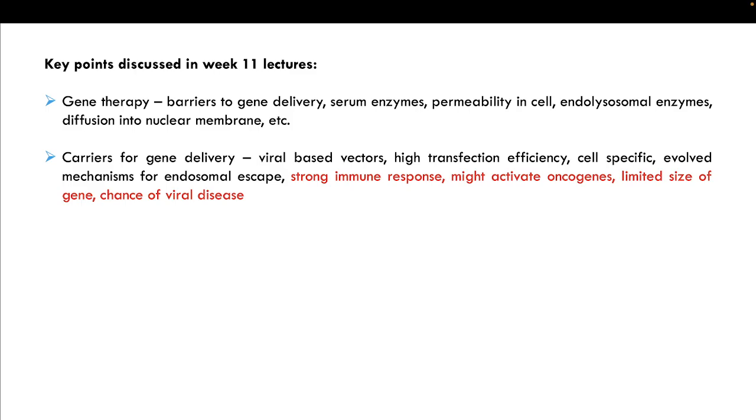So we can make use of these viral vectors. We can engineer viruses to infect the cell that we want and deliver the gene that we want, the proteins that we want the cell to produce. So what are the advantages of having viral based vectors?